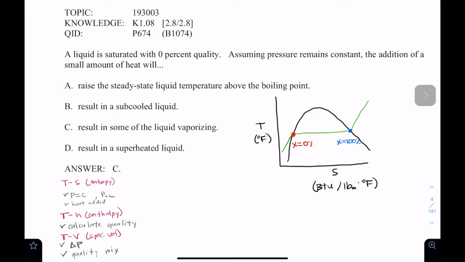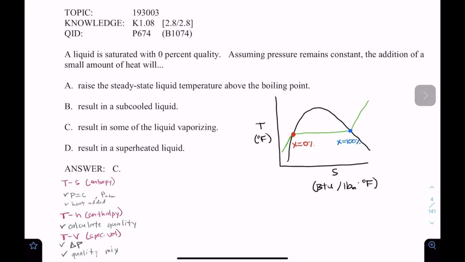Okay, so now let's go over and check out this question. This question is P674. A liquid is saturated with 0% quality. When we say that a liquid is saturated with 0% quality, that means that we are in this part of the graph, right? We have a quality of 0%. We are completely liquid, but we are saturated, so we're going to be here. This is the saturated part.